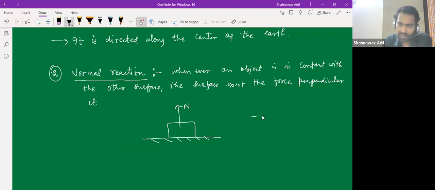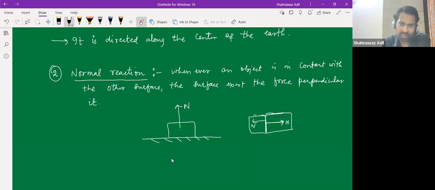And let's say that if the two objects are touching, right? So they are contacting the surface. So this will have the normal reaction in this way due to this surface, and due to this surface, the object will have a normal reaction in this direction, right? Clear, guys?